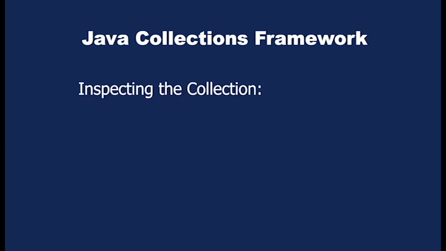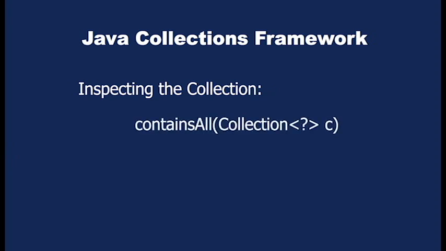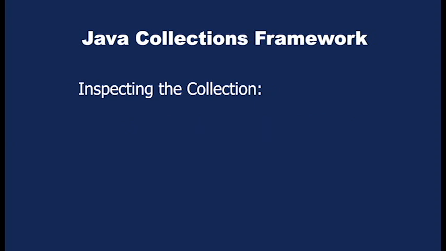Inspecting the collection. Contains. Object O. This method checks if the collection contains a specified element, returning true if it does. Contains all. Collection C. This bulk operation checks if all elements in the specified collection are present in the current collection. It returns true if the current collection contains all elements. Is empty. This method checks if the collection is empty, returning true if it has no elements. Size. This method returns the number of elements currently in the collection as an int.